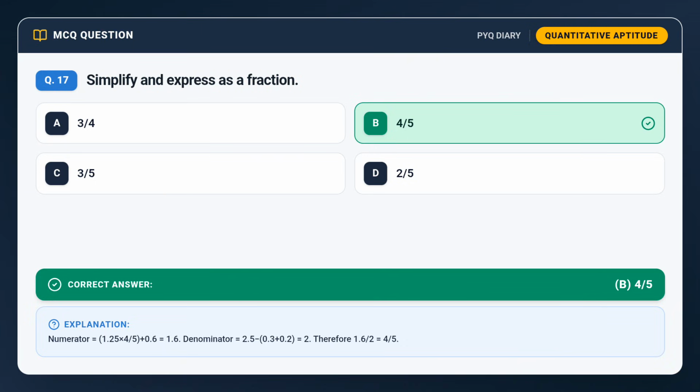Question number 17. Simplify and express as a fraction. Your options are A, 3/4, B, 4/5, C, 3/5, and D, 2/5. The correct answer is B, 4/5. Numerator equals 1.25 into 4 over 5 plus 0.6, which is 1.6. Denominator equals 2.5 minus 0.3 plus 0.2 in brackets, which is 2. Therefore, 1.6 divided by 2 gives 4 over 5.